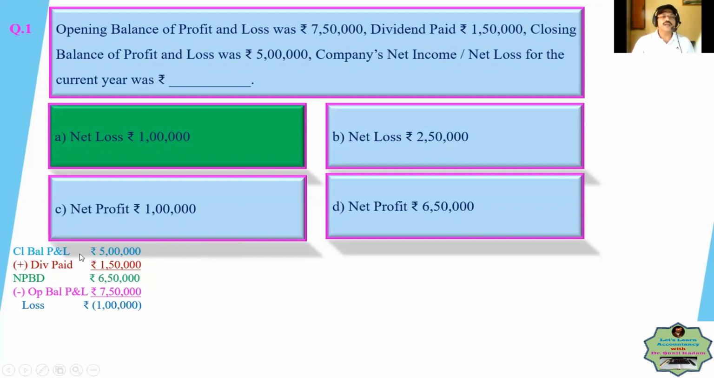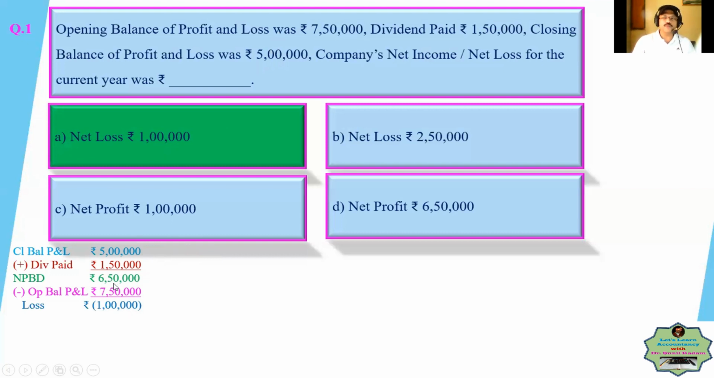So the closing balance, after paying everything, has remained 5 lakh, and to this we add back 1,50,000 dividend paid during the year. So when we add that back, the net profit before dividend is 6,50,000. And when we compare this balance with the opening balance, the difference between these two balances could be either profit or loss. So let us compare.